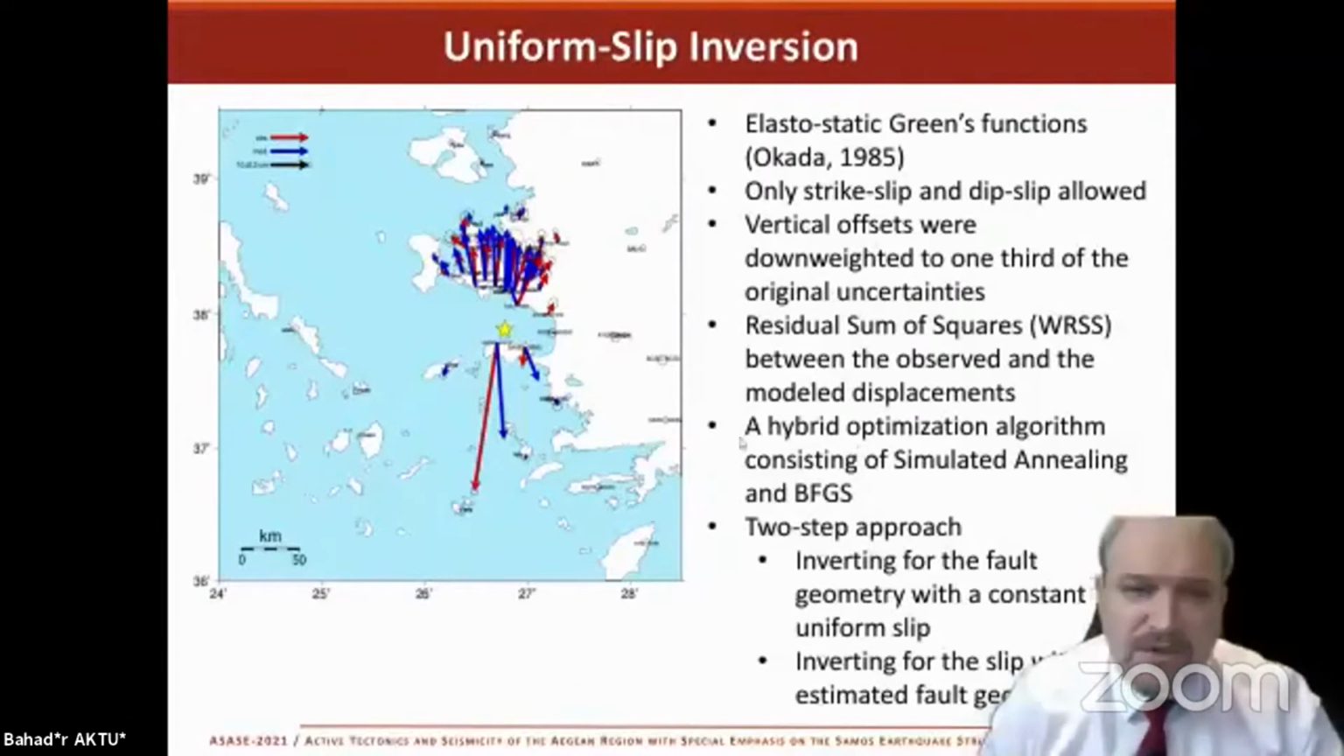The objective function is the weighted residual sum of squares. So we employed the full covariance structure of the observations. In this two-step approach, we first inverted the fault geometry, keeping the slips on the faults constant, actually just 1 meter. And after that, we modeled the slips.